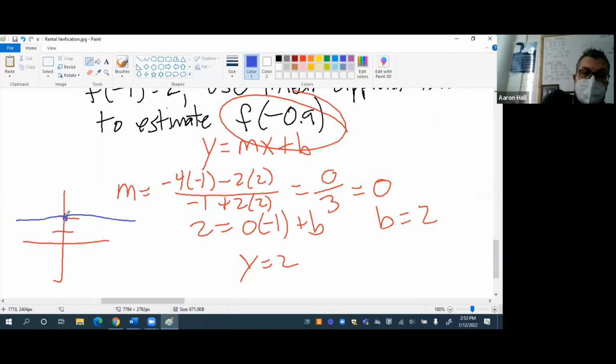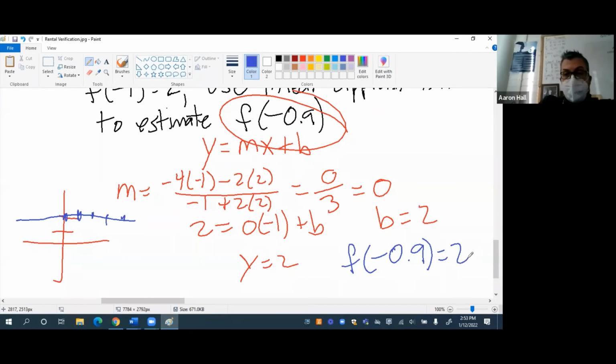When x is 0, y is 2. When x is 1, y is 2. When x is 2, y is 2. Y is always going to be 2. So the answer is 2. In fact, I'll write it this way, maybe this is more helpful: f of -0.9 equals 2.